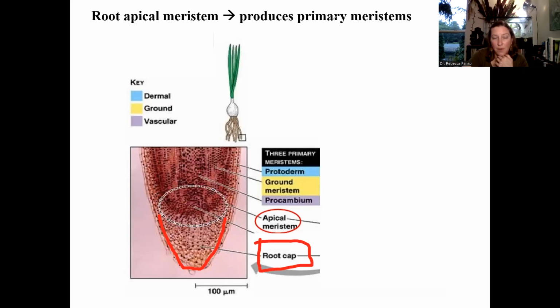In addition to that, there's a little hat that protects the apical meristem in the roots. That's called a root cap. That's just because if the apical meristem were to get damaged, it wouldn't be able to make these 3 primary meristems and the root would die, right? So that's why it has this little root cap.